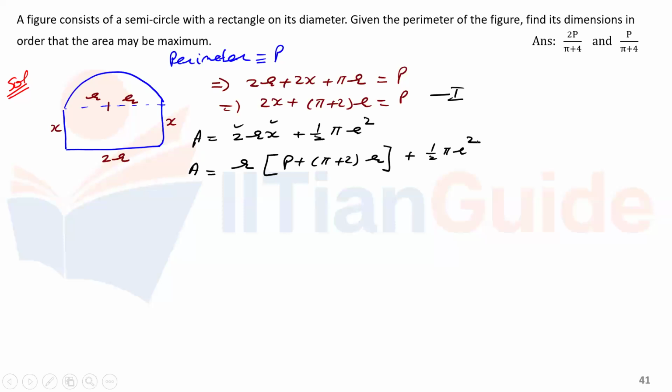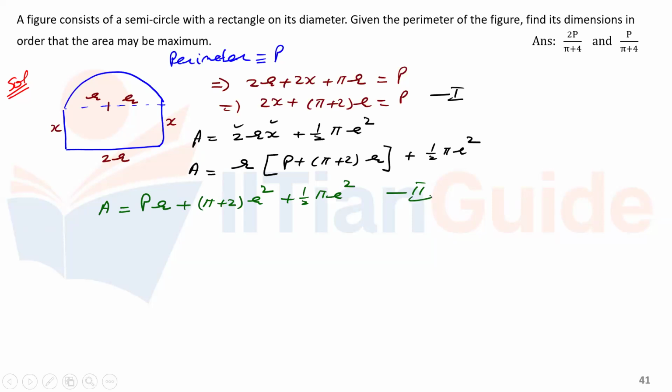Now just open the bracket because I need to differentiate. Opening the bracket, the differentiation will be easy for me. P is a constant, don't worry for that, PR. After that, (pi plus 2) would be there. After that, R square is there. Just leave it 2 times, no problem. After that, 1 by 2 pi R square is there. Okay, this is the expression.